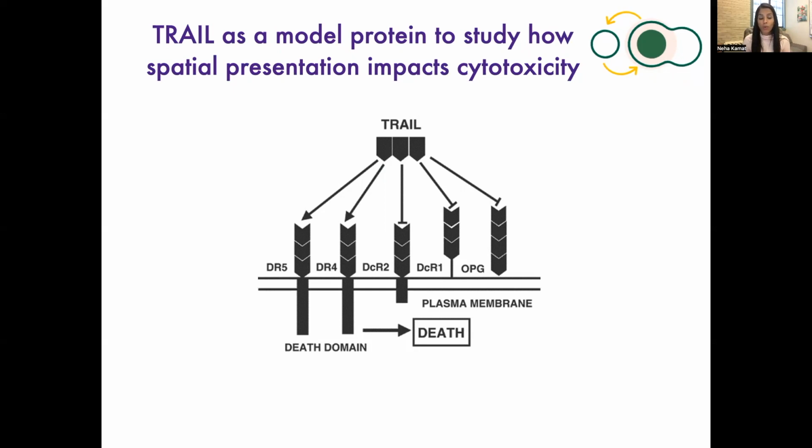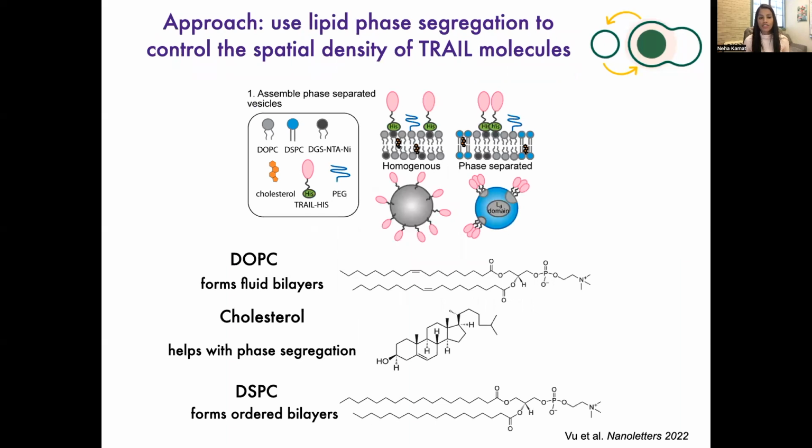DR5 and DR4 will effectively trigger intracellular apoptosis, but DR2, 1, and this OPG receptor are decoy receptors that bind TRAIL and do nothing. One of the things that we learned about these receptors is that for DR5, specifically, it needs to be clustered and organized in the cell membrane to start to initiate that apoptotic cascade. And so we wondered, could we use design features in our lipid vesicle to control the presentation of TRAIL and better trigger apoptosis in the target cell?